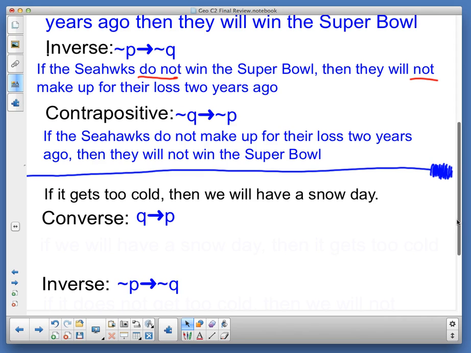So look those over, and now we're going to take a minute after we get that down, and you guys will write the converse of the statement. If it gets too cold, then we will have a snow day. So you will write the converse of that statement.